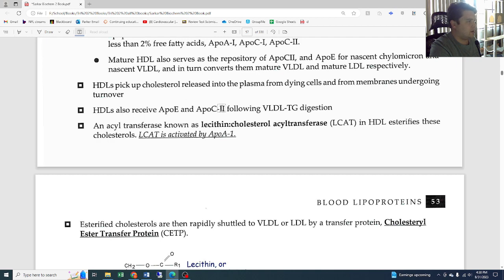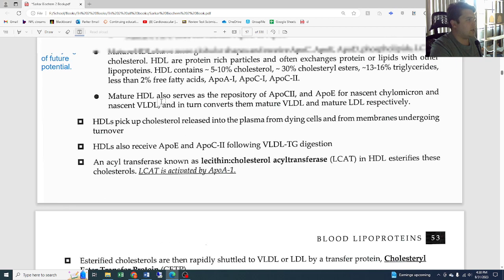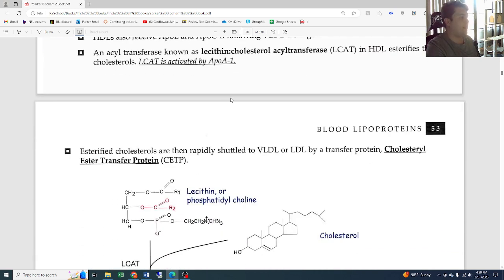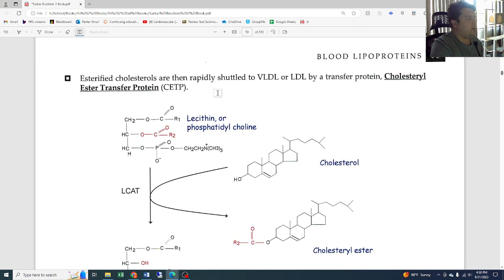Okay, so HDLs also receive ApoE. Actually, I think I skipped a line. HDLs pick up cholesterol released into the plasma from dying cells and from membranes undergoing turnover. HDLs also receive ApoE and ApoC2 following VLDL triglyceride digestion. An acyltransferase known as lecithin cholesterol acyltransferase, or LCAT, in HDL esterifies these cholesterols. The LCAT is activated by the ApoA1. So esterified cholesterols are then rapidly shuttled to VLDL or LDL by a transfer protein known as the cholesterol ester transfer protein, or CETP.